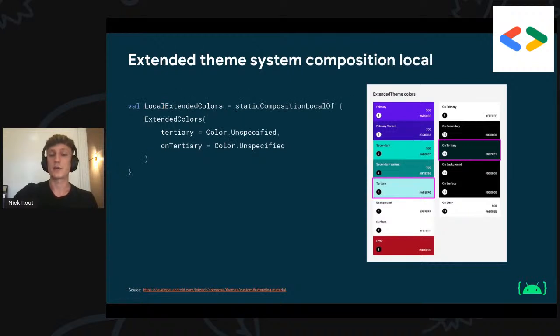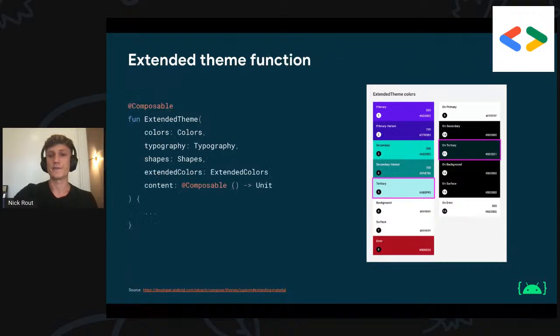We then need to create a composition local of that. So we're again using staticCompositionLocalOf, passing it an ExtendedColors instance, which is just going to be our default values. And here we're just using Color.Unspecified as our defaults because we don't want to assume any particular defaults for the ExtendedColors implementation.